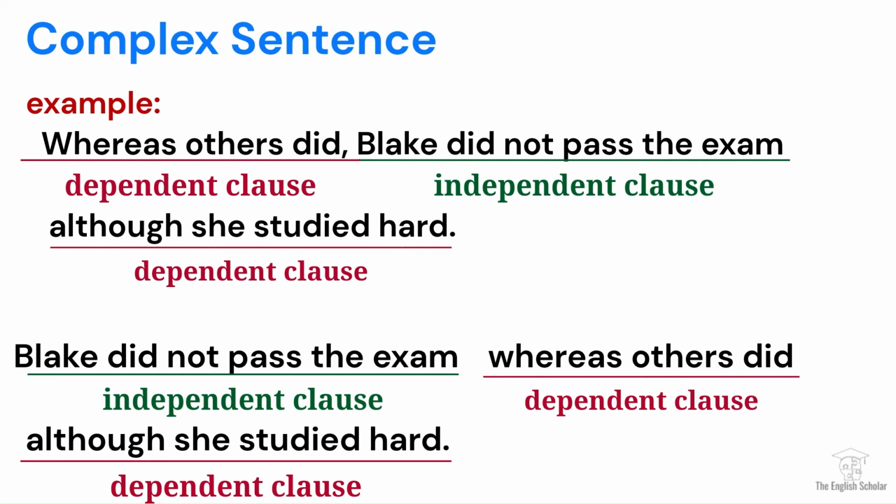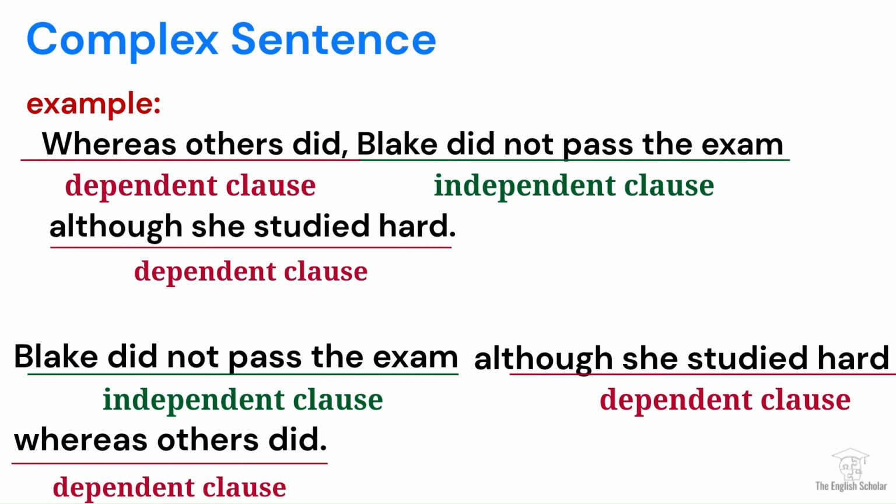So we can try interchanging the two dependent clauses or subordinate clauses. Blake did not pass the exam, although she studied hard, whereas others did. This arrangement still sounds confusing. If we take into account the things that we need to consider, we would rather avoid this kind of arrangement, although it is grammatically correct. So the first arrangement would be better.